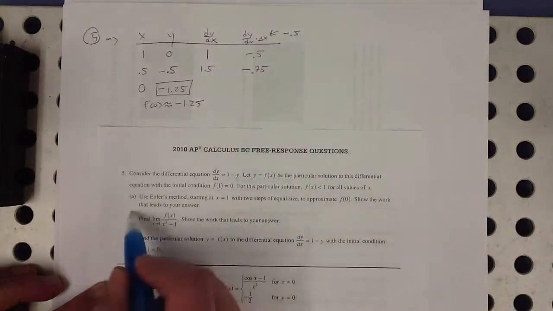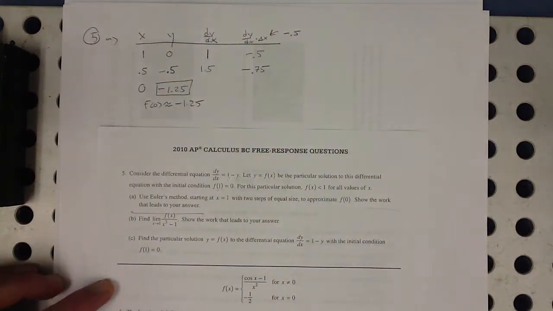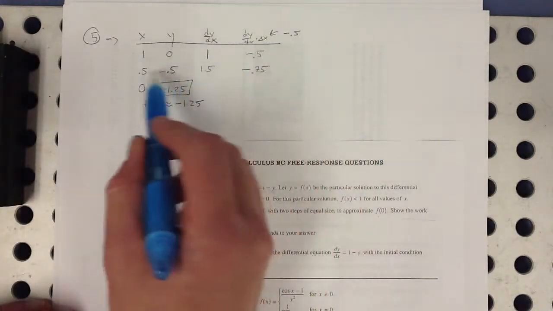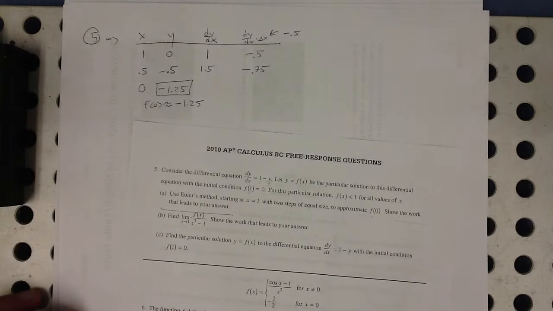They say show the work that leads to your answer. Well, there it is. It's the table. So they do expect us to do this with no calculator. You did have to do all that without a calculator, but that wasn't too bad.